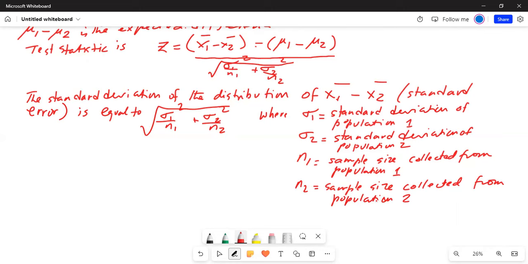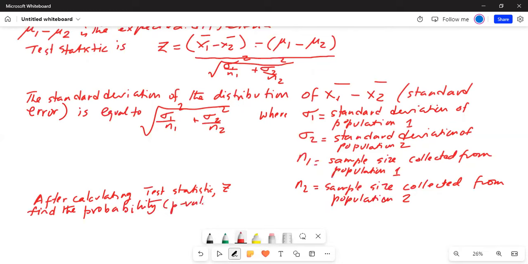Okay. So after calculating the test statistic z, find the probability, which is the p-value, of getting a test statistic as extreme as that calculated.